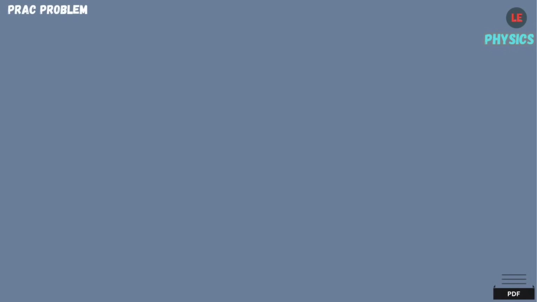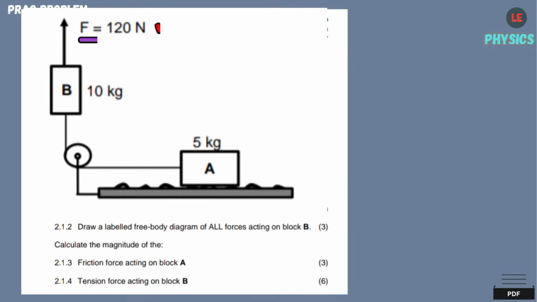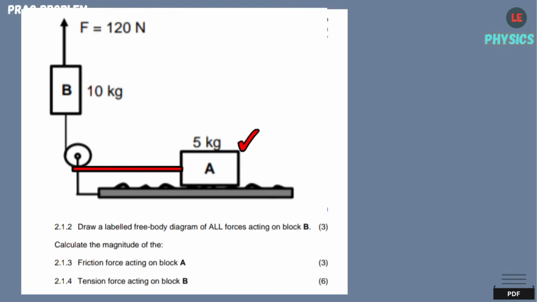In this screencast, we are doing this problem. It is under the Newton's laws section. In this sketch, there is a force of 120 newtons applied vertically on this block B of mass 10 kilograms. And block B is connected to this block by means of a string which passes over this frictionless pulley. This block A is 5 kilograms in mass.